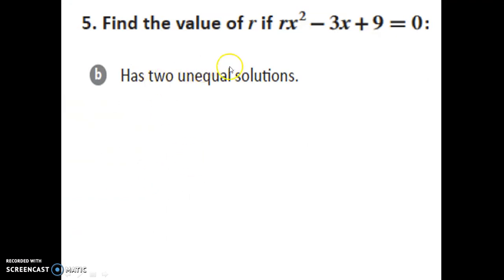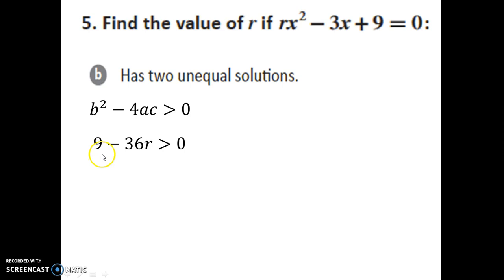This problem is almost identical now, except notice it has the same equation, but it says find the value of r so that this thing has 2 unequal solutions. That means 2 solutions. So we're no longer looking for one solution, we're looking for 2. For this one, you can set it up this way, right? The discriminant, in order to have 2 solutions, must be greater than 0. It must be a positive value. So it's the same setup of greater than 0.